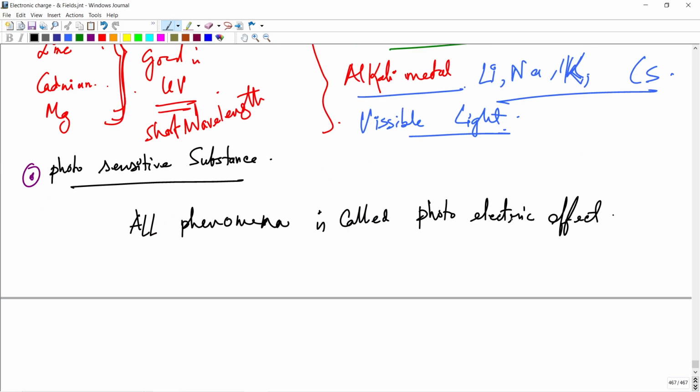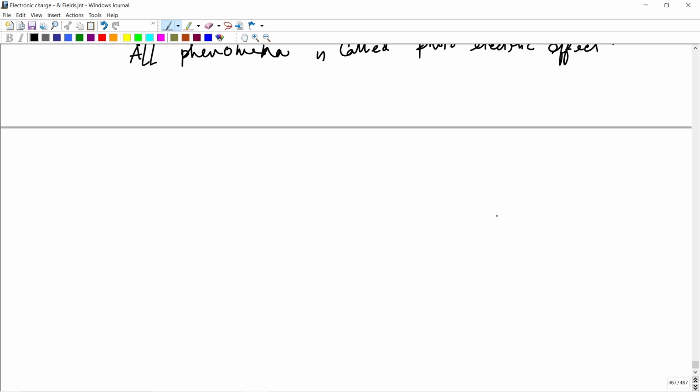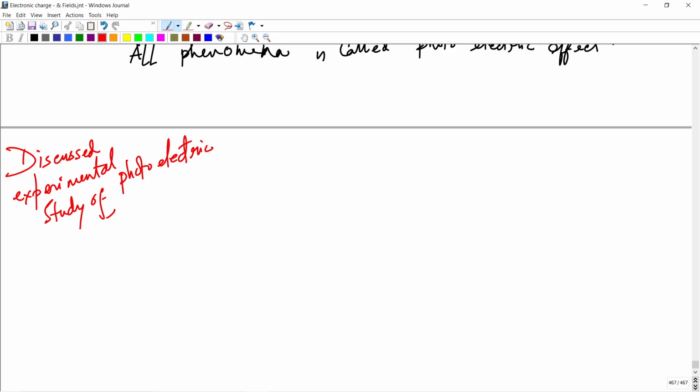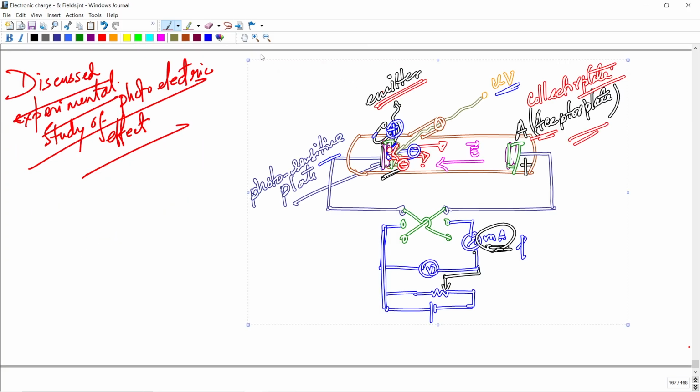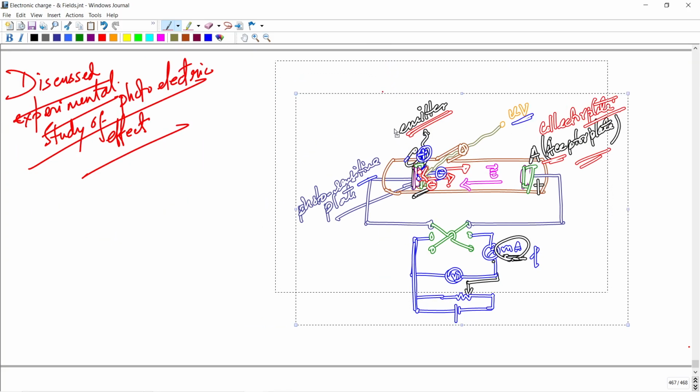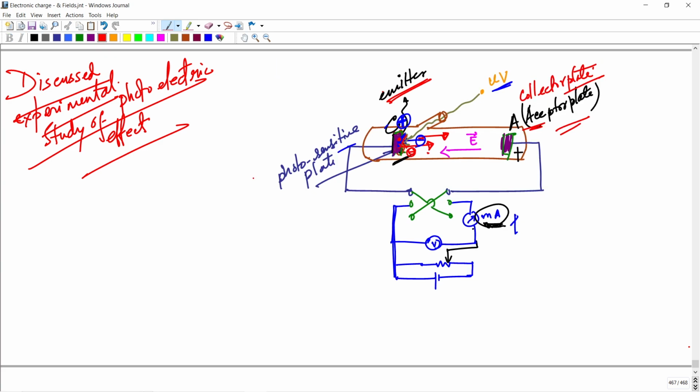Now we discuss the experimental study of the photoelectric effect. Here the meter gets some current, and this is called photocurrent, and this photocurrent depends on some factors.